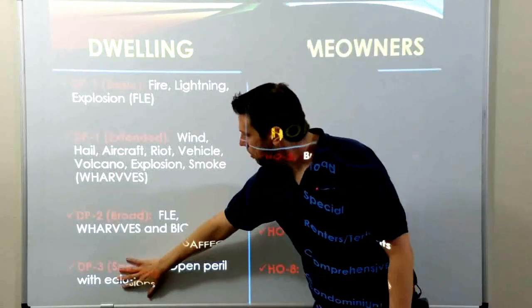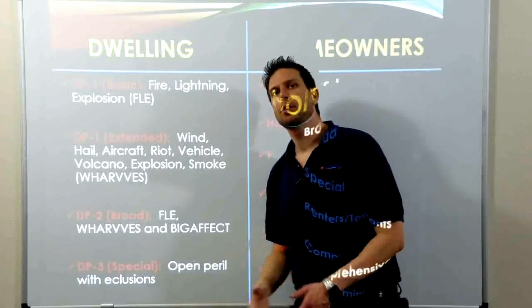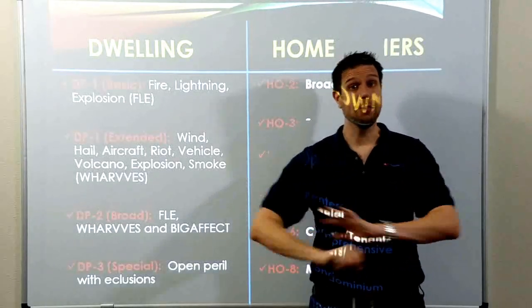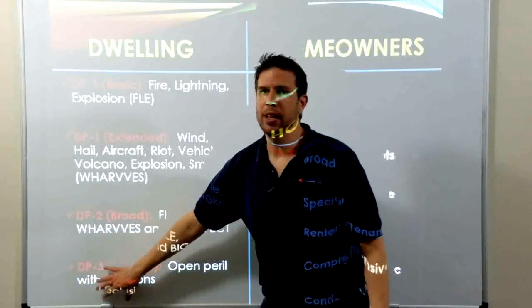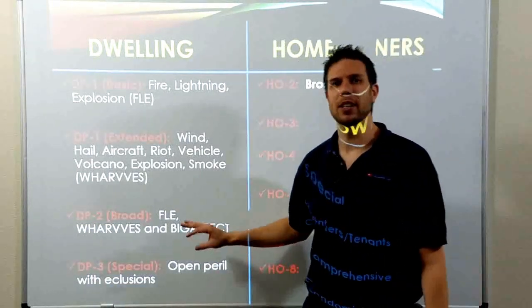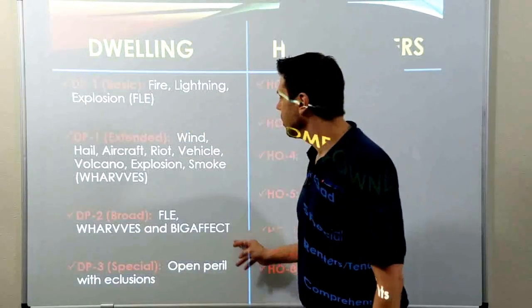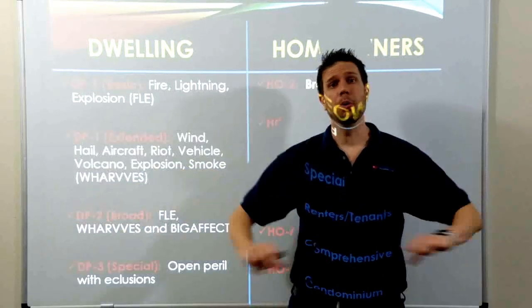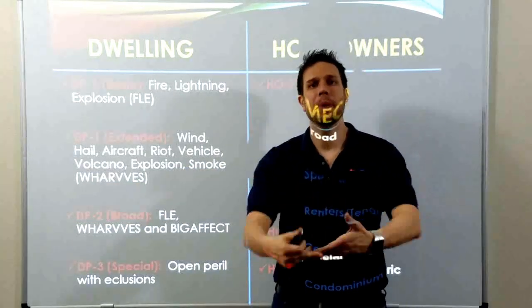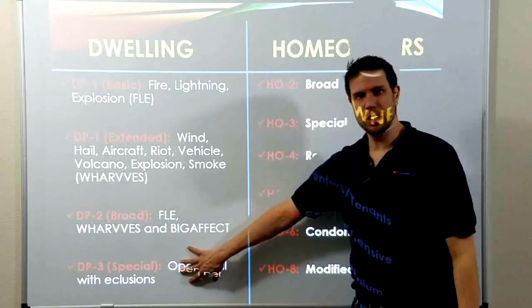The special policy, though, is the best. The DP3 is what almost everybody buys. If you have a mortgage on your rental property, they're going to make you have a special policy. Special covers your house for almost any scenario. It's known as open peril, except what's excluded.